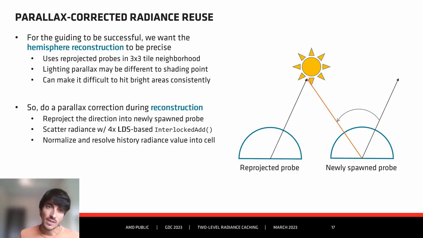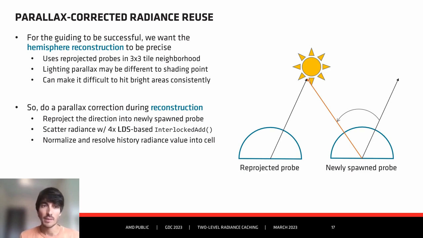Now, for the guiding to be successful and reduce noise appropriately, we really want the hemisphere reconstruction to be as precise as possible. So I mentioned we use the reprojected probes in a 3x3 tile neighborhood, and what can happen is that if you were to just copy paste the probe data onto the newly spawned probes, well, lighting parallax may play a significant role, and you may be getting the wrong direction to try and hit your light source, which can make it difficult to hit bright areas consistently.